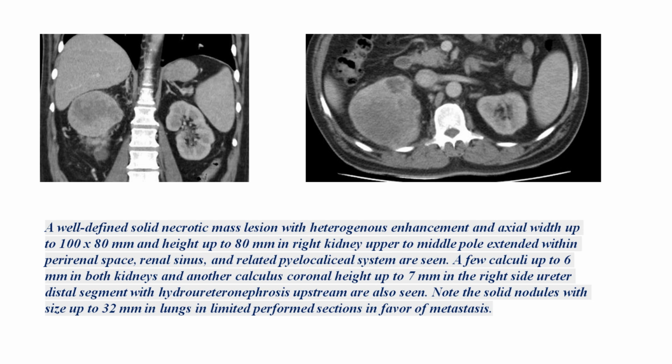A well-defined solid necrotic mass lesion with heterogeneous enhancement and axial width up to 100 by 80 mm and height up to 80 mm in the right kidney, upper to middle pole, extending within the perirenal space, renal sinus, and related pyelocalyceal system, is seen. A few calculi up to 6 mm in both kidneys and another calculus, coronal height up to 7 mm, in the right side ureter distal segment with hydroureter and fat stranding upstream are also seen.